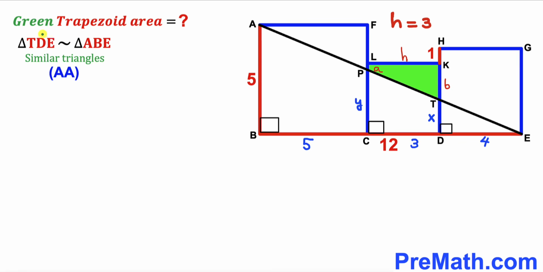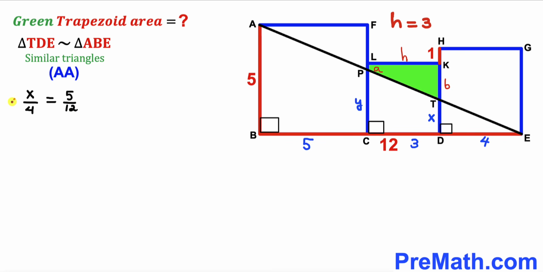We can see that triangle TD is similar to the bigger triangle ABE according to the angle-angle similarity theorem. Here we can see our triangle TD is this tiny right triangle, and ABE is this big triangle. And since they are similar triangles, we are going to have a proportion. In other words, the ratio of x divided by 4 is going to be equal to 5 divided by 12.